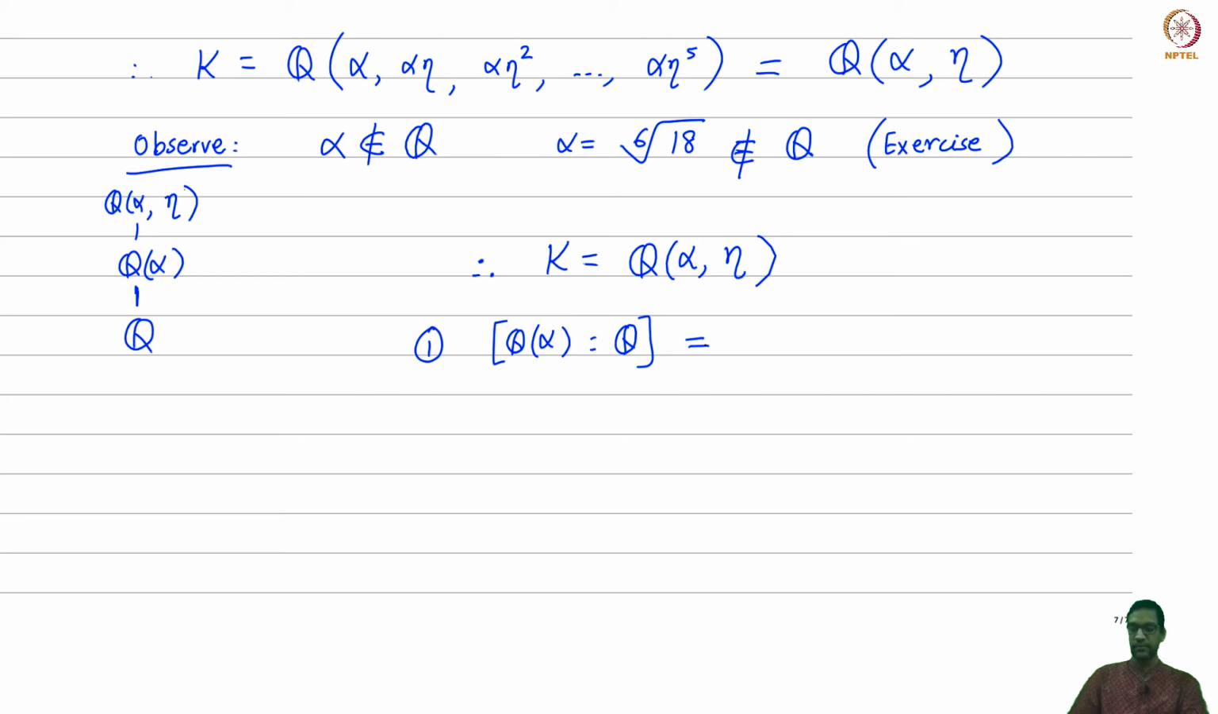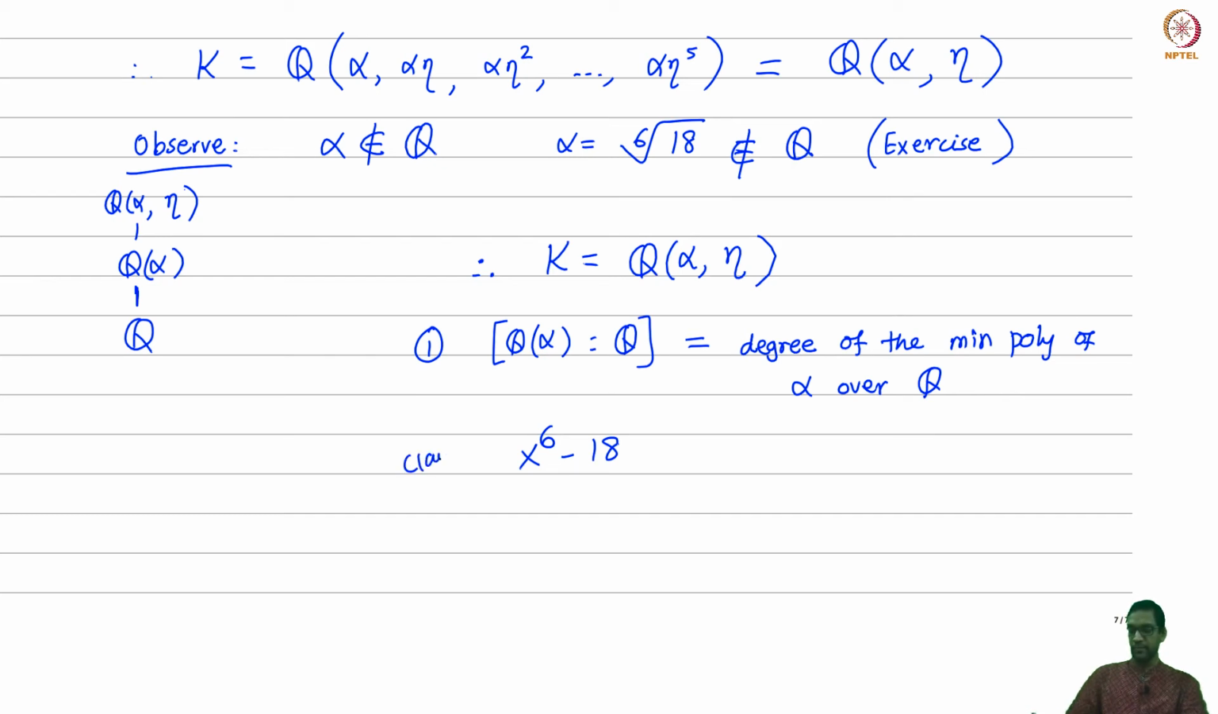Well, I'm adjoining a single element alpha. So the degree of this extension, as you have seen before, is nothing but the degree of the minimal polynomial of alpha over Q. So what is the minimal polynomial that alpha satisfies? Well, observe, alpha certainly satisfies the original polynomial, x to the 6 minus 18. This is certainly one possibility.